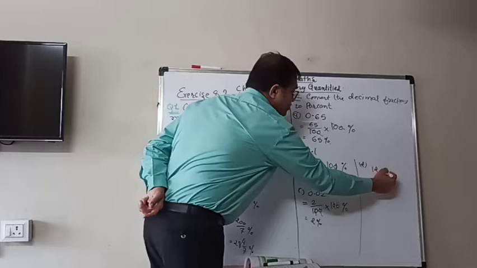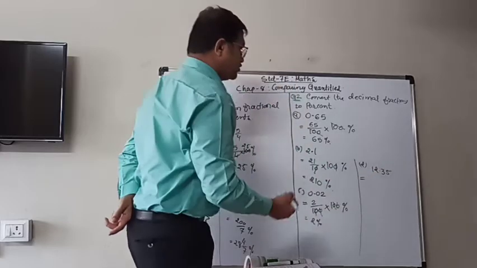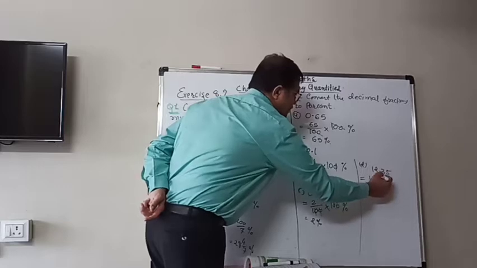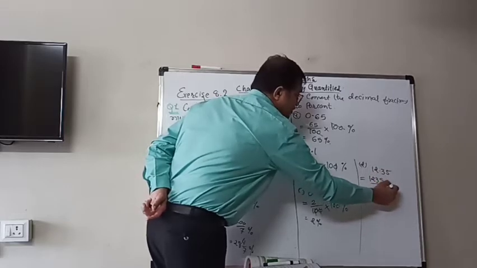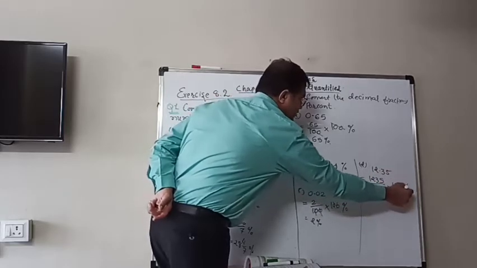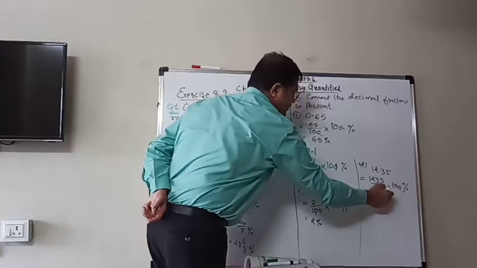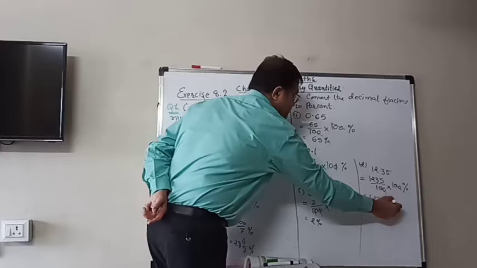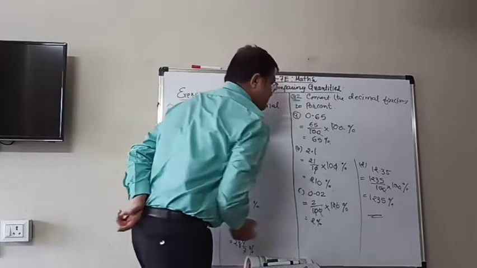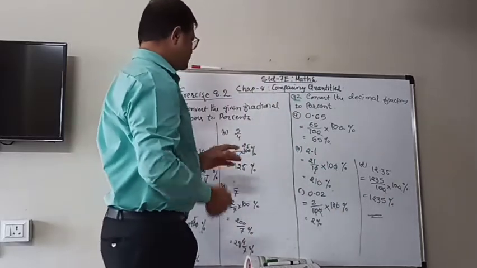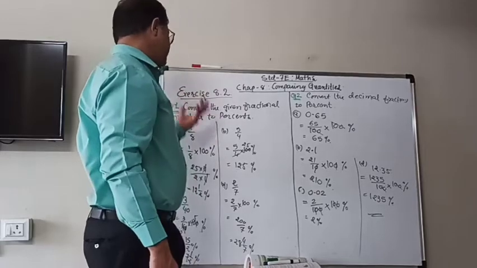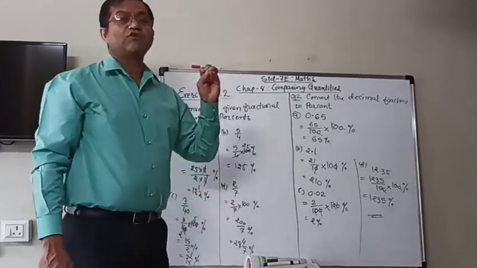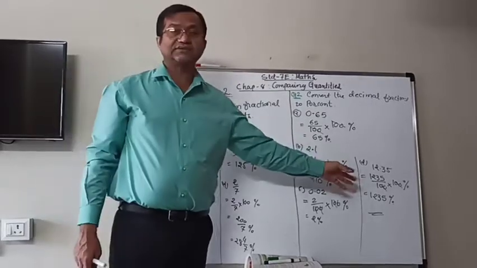And then the last, D, is here. 12.35. So 1235 upon 100 into 100%. So very simple. It is 1235%. So to convert the fractions to percent or the decimal fractions to percent is very easy, like this.